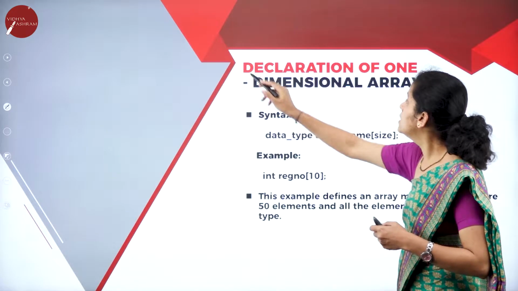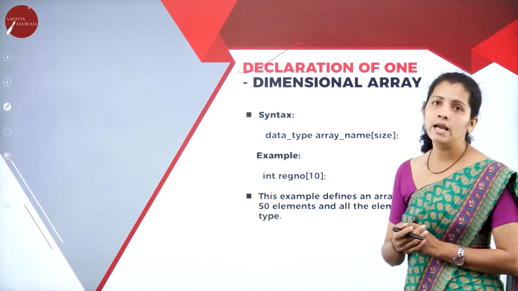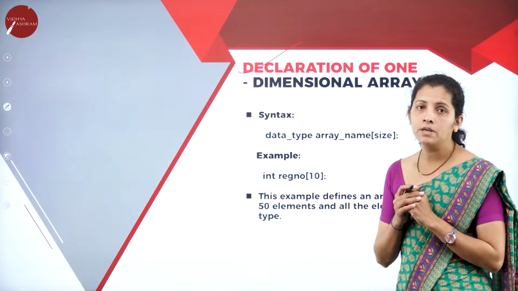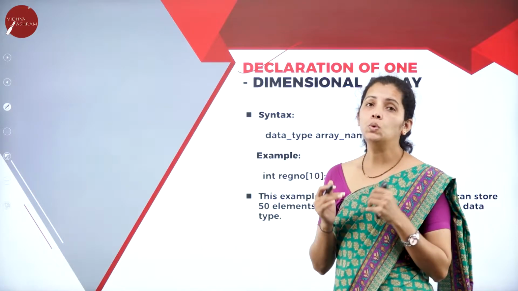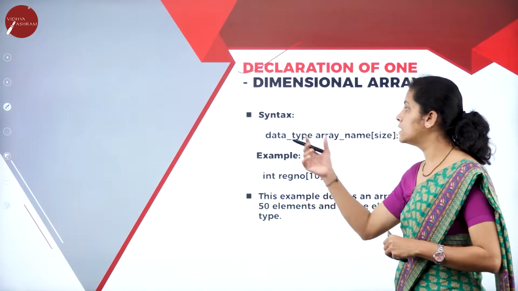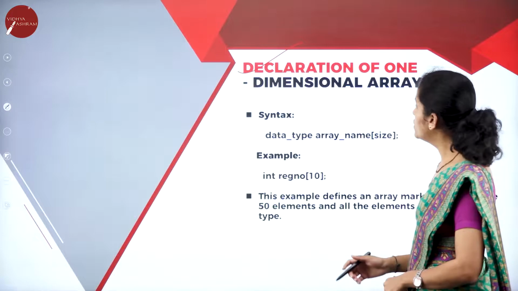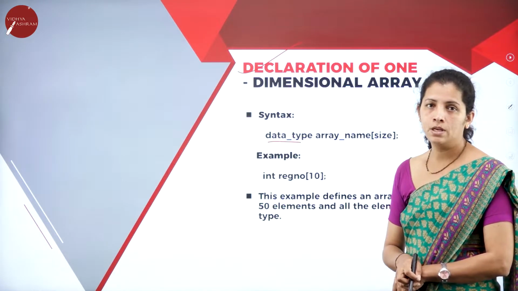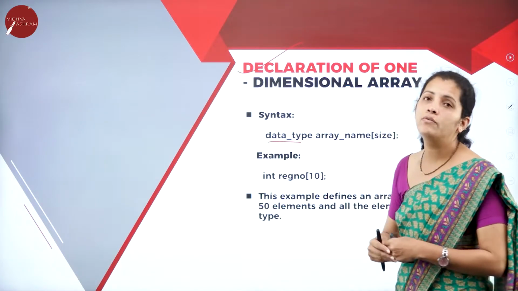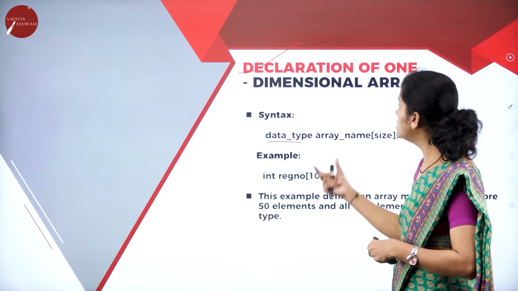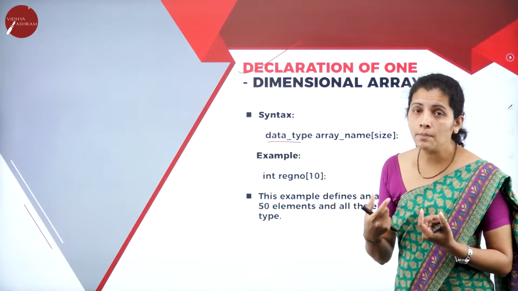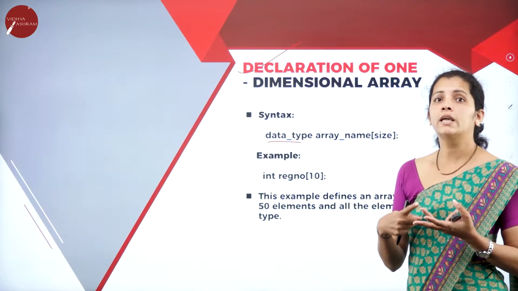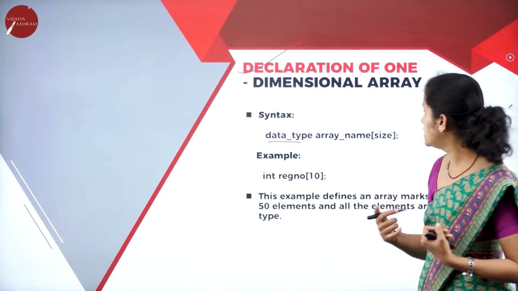Moving further, declaration of a one-dimensional array. How to declare a one-dimensional array and what rule do I need to follow? That is nothing but the syntax. At the beginning, I'm going to have the data type. I can define any kind of data here. It may be integer, float, character, double, etc.